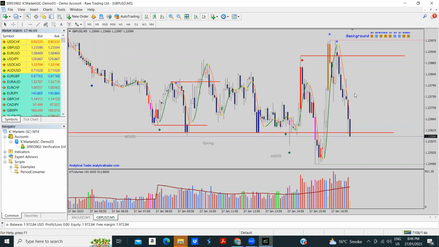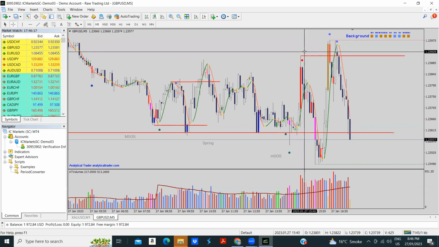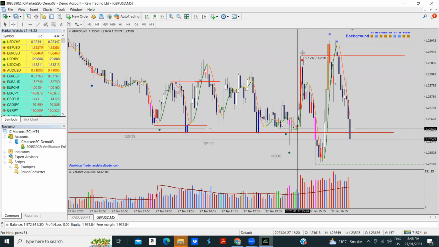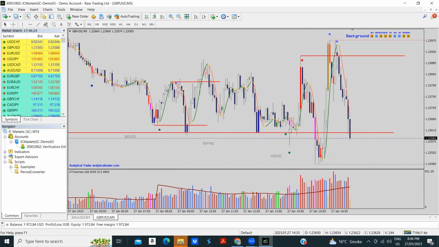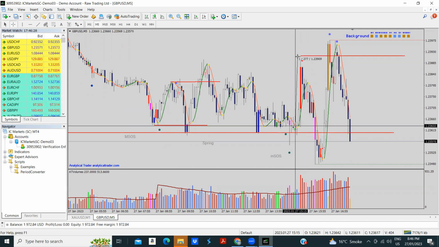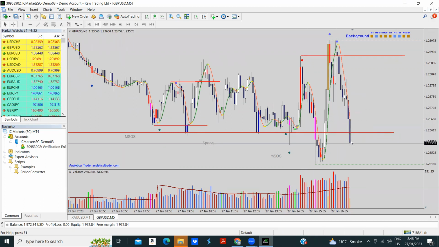Got it? So this was a New York trade. The first New York trade occurred right over here, in the direction here. This was the first New York trade, and then this was the second New York trade. You see, both trades are very huge.